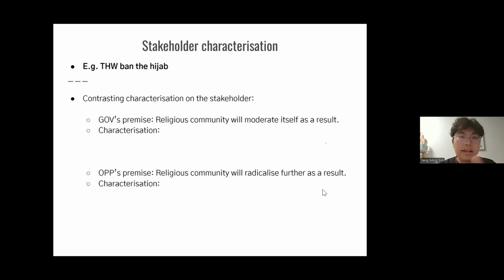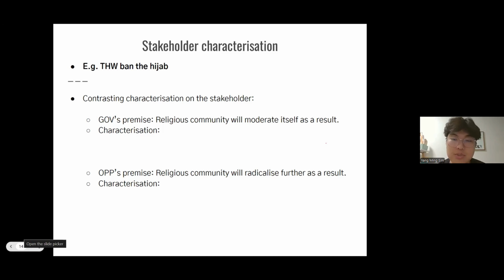Again, let's look at contrasting characterization. On both sides, your characterization has to be different. Obviously Gov's premise is that the religious community will moderate itself as a result. The characterization can probably be that religious individuals are more peaceful. People have already moved beyond the need for showing faith to their God. They're already part of a greater community. There's no need for them to react in a negative way. You have to explain to me why a religious community will act in such a way.